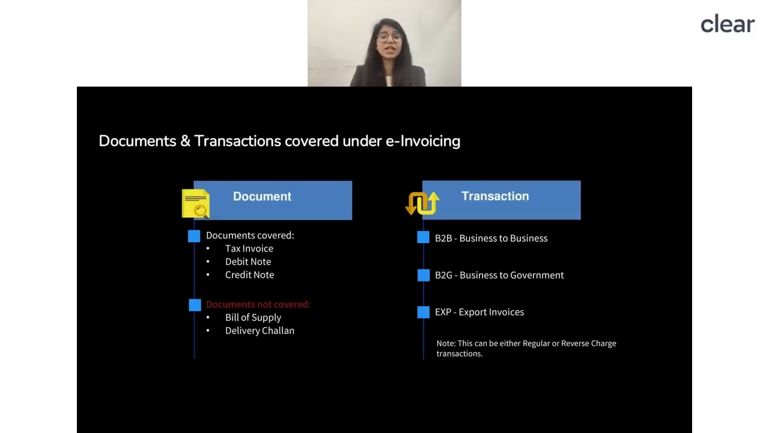Now, the next question is, let's say I've done certain exports and these exports were done under LUT. It could be export of goods, it could be export of services. I've done them under the LUT, which means obviously I filed a LUT, which is letter of undertaking. So I've done export without payment of IGST. The question is whether I'm required to generate the e-invoice in respect of this transaction or not.